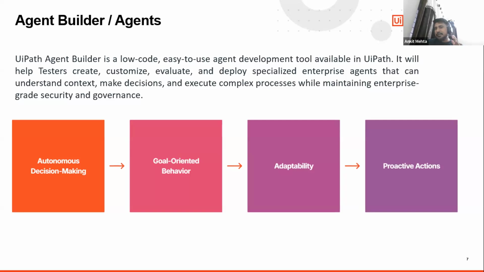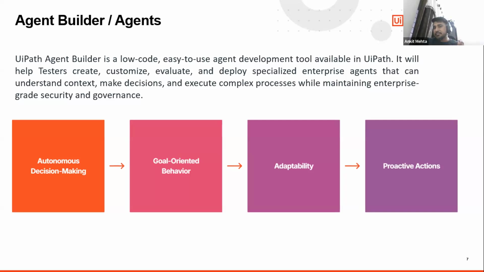And the next one is adaptability. Adaptability is just like a self-healing agent, where it is adapting from all past executions. It will have the ability to look at the whole history of execution and take action accordingly.